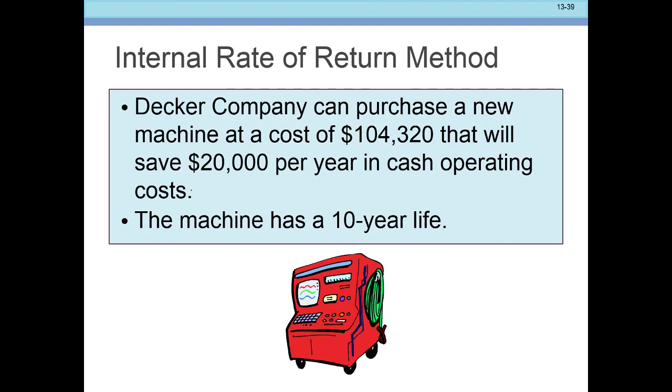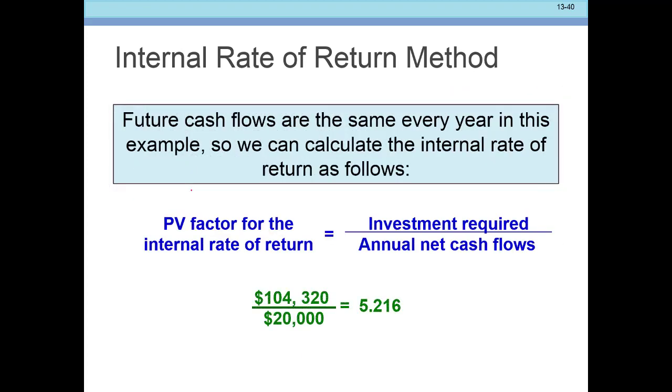Okay, I just want to look at this example where we have this machine. I don't know what this is, smog machine, whatever it is. And we're sitting here saying, okay, the machine will cost us $104,320. It's going to save us $20,000 per year, and the machine is going to have a 10-year life. Okay, so we want to figure out what the internal rate of return is on this.